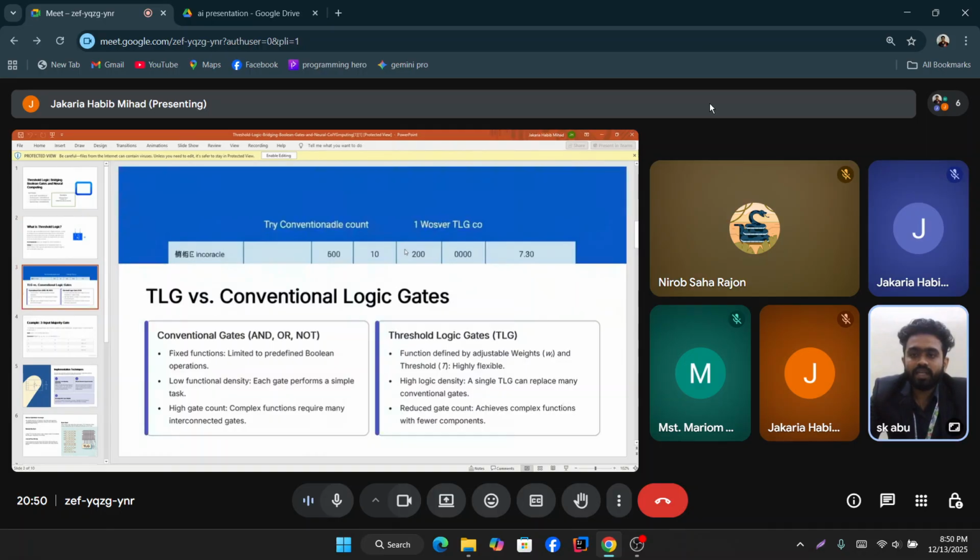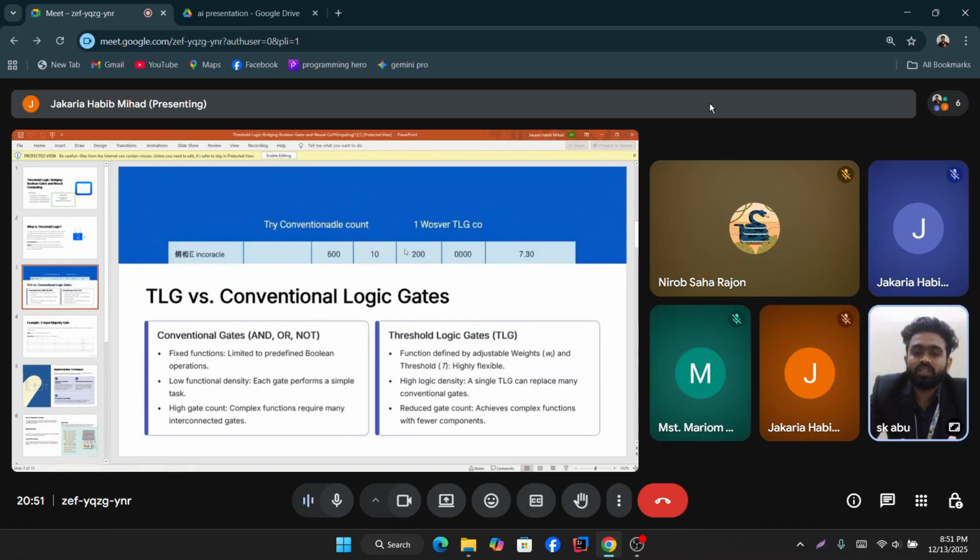Here we see TLG versus conventional logic gates. Conventional logic gates means AND, OR, NOT gates, and threshold logic gates are different. Conventional logic gates are fixed function, limited to predefined Boolean operations, with low functional density and high gate count. Threshold logic gates have functions defined by adjustable weights and threshold, highly flexible, with high logic density. A single threshold logic gate can replace many conventional gates.